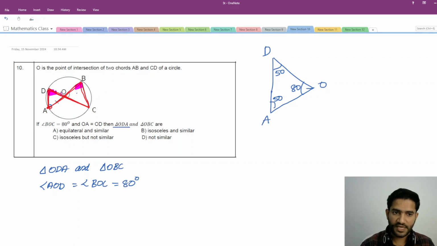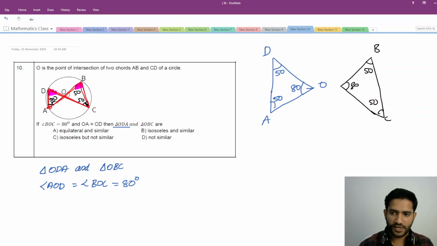Angles in the same segment are equal, so these two angles are equal to 50, and this is also 50. These two angles are equal and equal to 50, and these two angles are also equal. Angles in the same segment, so this is also 50, this is also 50. So in the second triangle, this one is also 50, 50, 80.